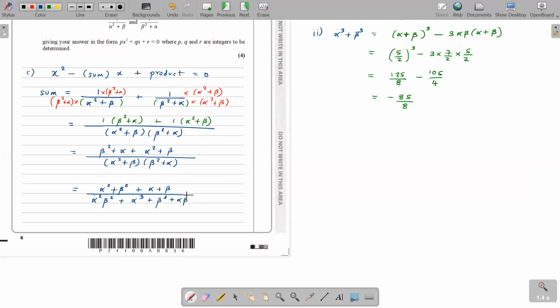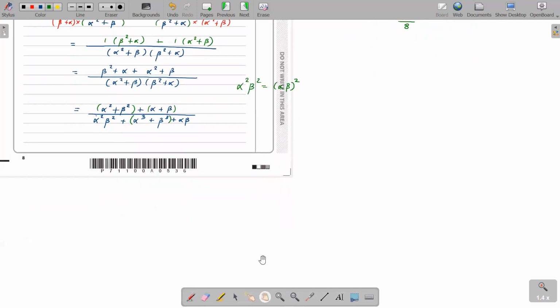Now look at these values. Are these values that we know? Yes, alpha square plus beta square we found in the earlier part. Alpha plus beta we also found earlier. Alpha square beta square is alpha beta whole thing square. Do you agree with me? It is another way of saying the square of alpha beta. And here I have alpha cube plus beta cube, which we also found earlier, and alpha beta. So all the values are there, and all you need to do is substitute these values.